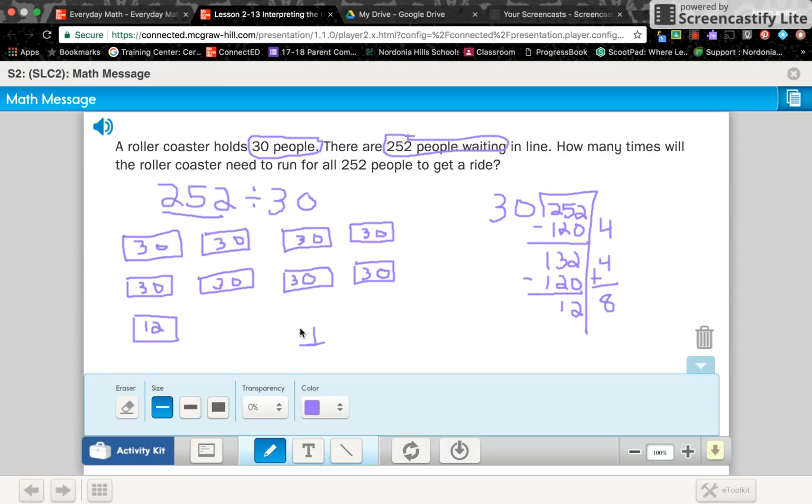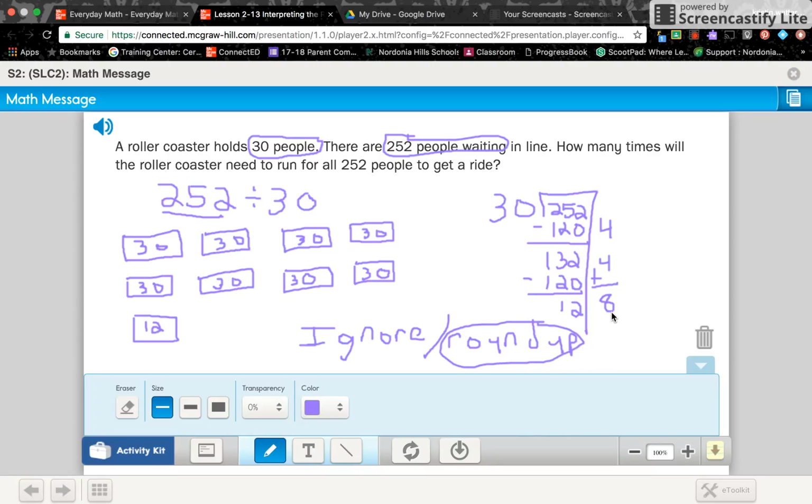So ignore is our first option. Or round up. So instead of going 8 times, would the roller coaster have to go 9 times if we want all the people to go through the roller coaster? What are we gonna do? Ignore or round up? Well, if we ignored, then we're not following the problem because all the people didn't get a ride. So in order for the roller coaster to get through all 252 people, we're gonna have to round our quotient up to 9.